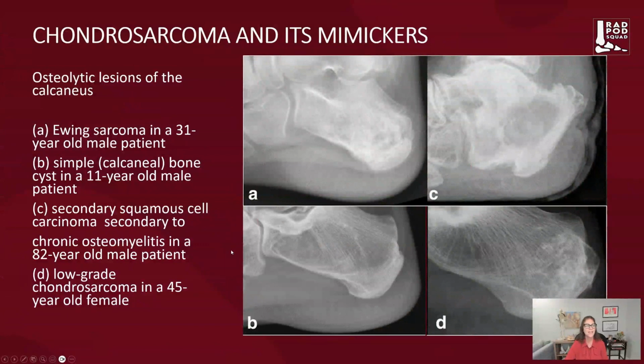Chondrosarcoma is famous to have mimickers. These are lesions that look like chondrosarcoma. So we can have a variety of lesions in the calcaneus that can masquerade as different things that can have a variety of appearances.